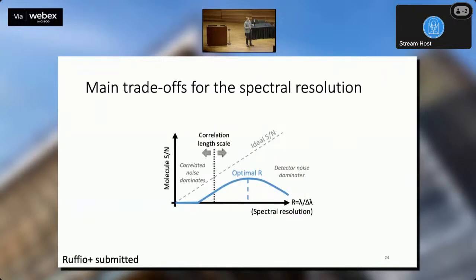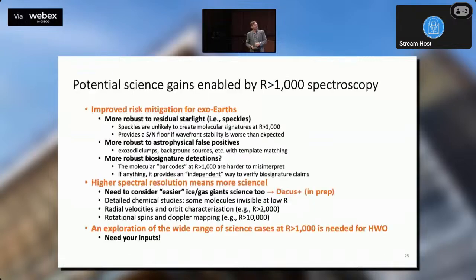So this is just to summarize the idea beyond determining the optimal spectral resolution. I think the two main parameters are going to be detector noise on the right that sets the maximum spectral resolution, and correlated noise on the left that sets the minimum spectral resolution. And I don't know what those are, so I don't know what the optimal resolution is. But I think that highlights how important determining those is in order to be able to converge on the spectrograph.